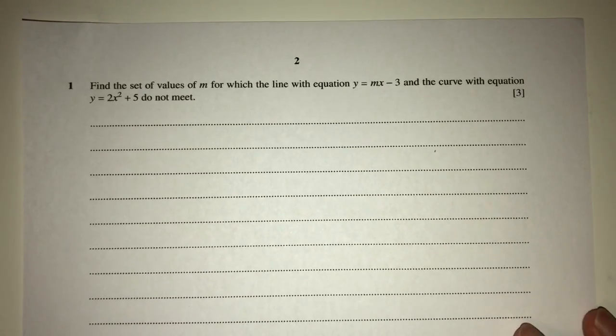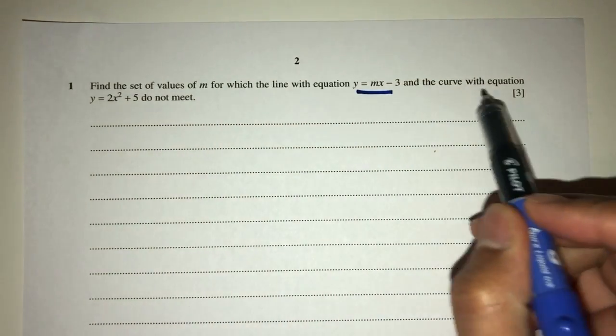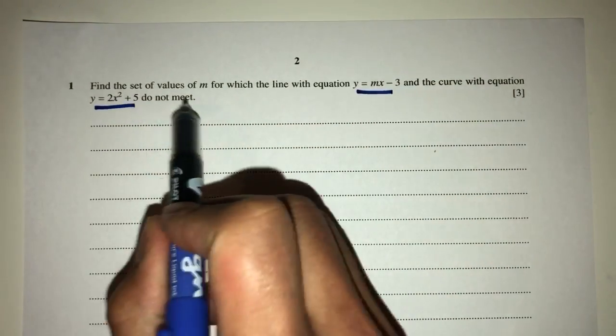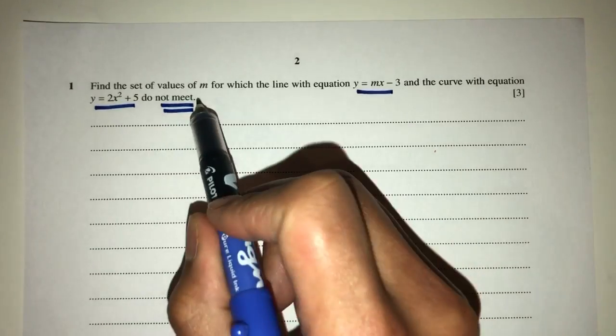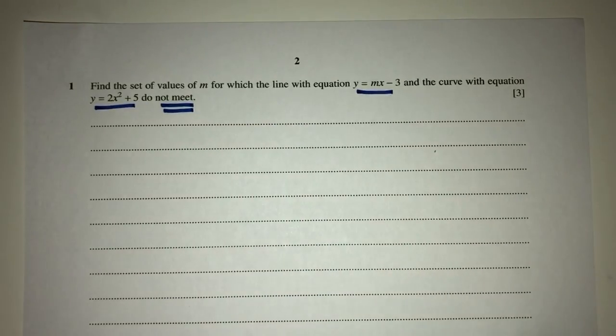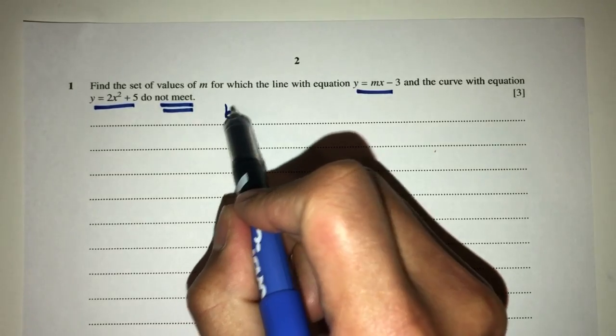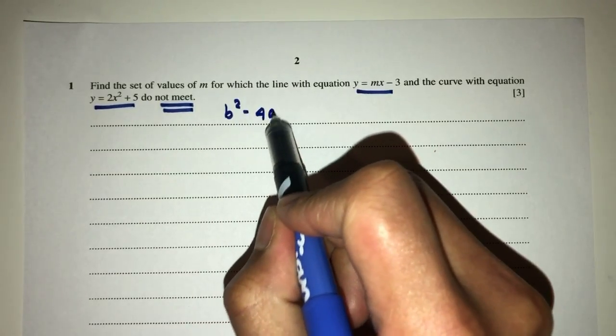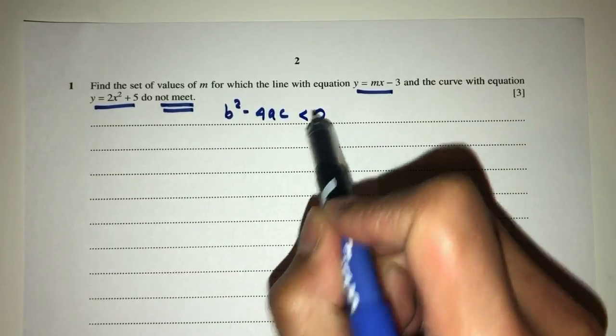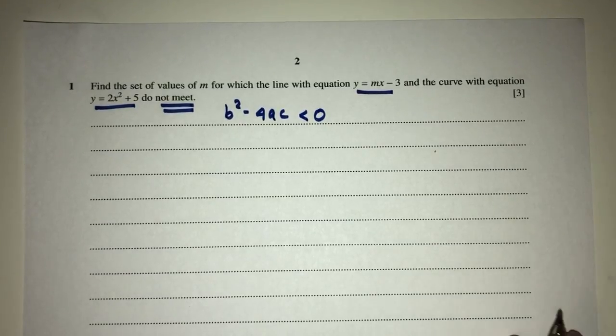So we have to find the set of values for m for which the equation and the curve do not meet. So whenever you see "do not meet", what do you think about? You have to think about b squared minus 4ac is less than 0. That's where they do not meet. But first off, let's solve these equations.